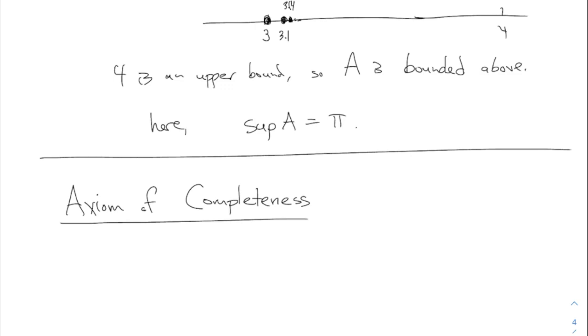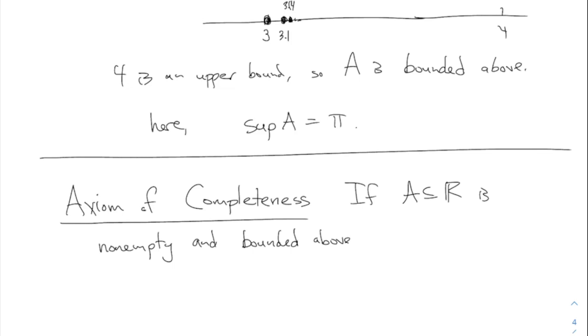The axiom of completeness, this is a property of the real numbers. It says if A, a subset of R, is non-empty and bounded above, then the sup of A exists, and the sup of A is a real number.